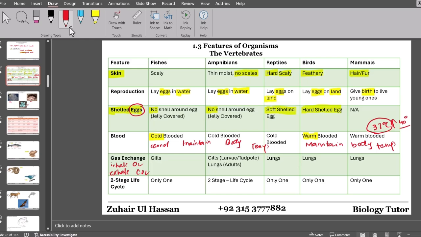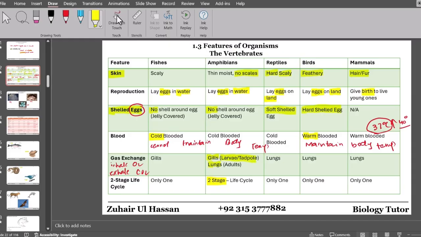Fishes have gills to perform that gas exchange process. Amphibians have gills as well as lungs. Amphibians have a 2-stage life cycle. A 2-stage life cycle means that in one part of their life amphibians have gills present, and that part of their life is known as the larva stage or tadpole stage. This is the stage when the amphibian is newly born.